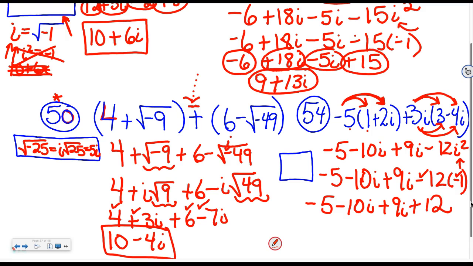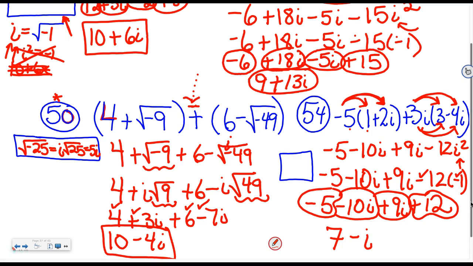Now I'm ready to combine my like terms. I'm down 5, going up 12, giving me a positive 7. I'm down 10i, going up 9, which will leave me 1 in the hole, or minus 1i, or just minus i. Put that in a box.